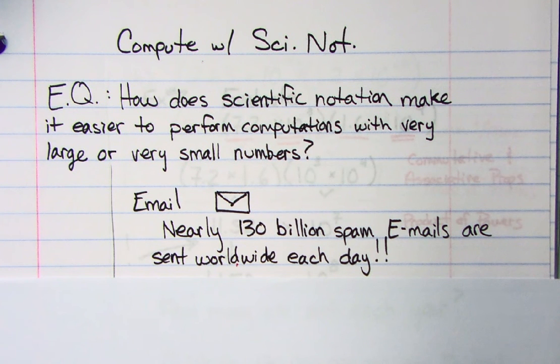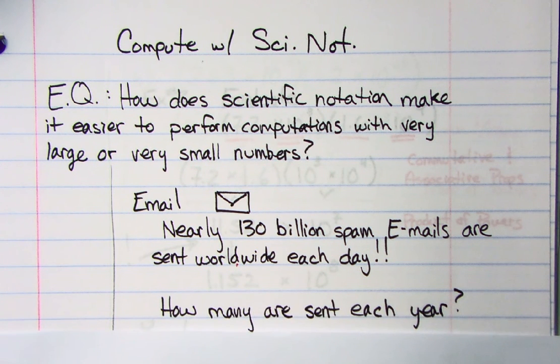Email. Nearly 130 billion spam emails are sent worldwide each day. That's a lot of spam email. You think you get a lot. Alright, I want you to first find out how many are sent each year. That's how many there are per day, how many per year. We're going to use scientific notation to help us solve this.